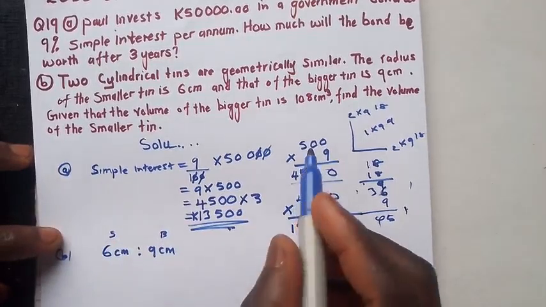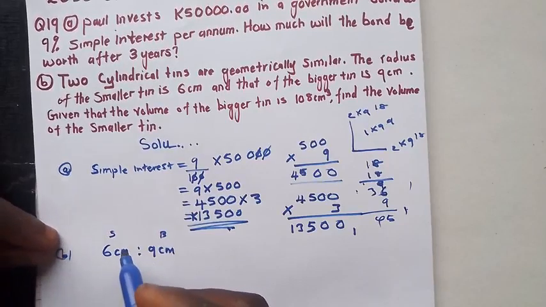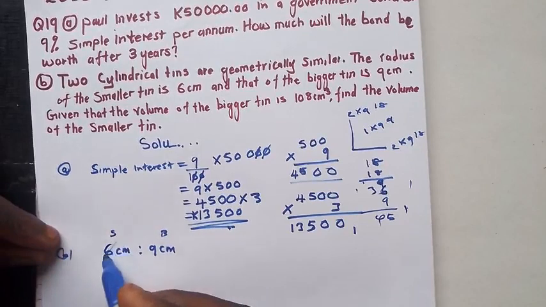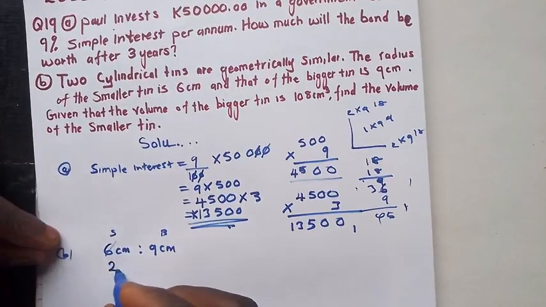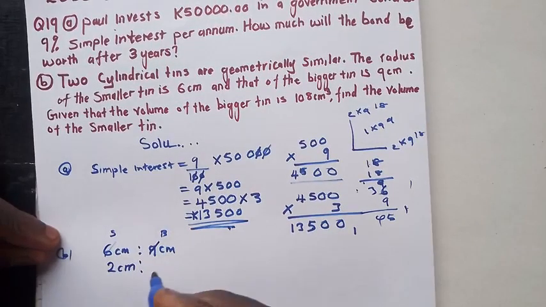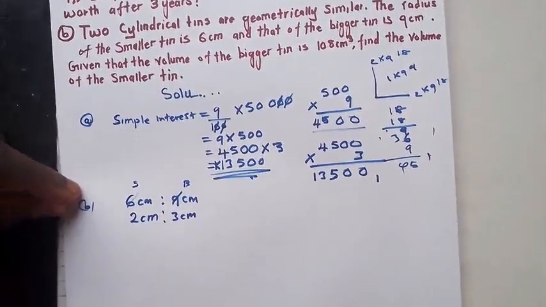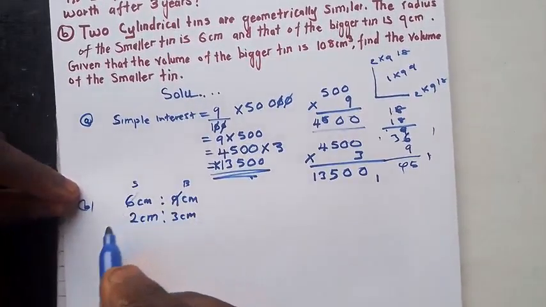So, on this part here, you need to reduce the numbers to their simplest ratio. So in this case here, I'm going to reduce this one. I'm going to say 3 into 6, I'm going to get 2 centimeters. 3 into 9, I'm going to get 3 centimeters. So as you can see, I've expressed this one into a simplest ratio.